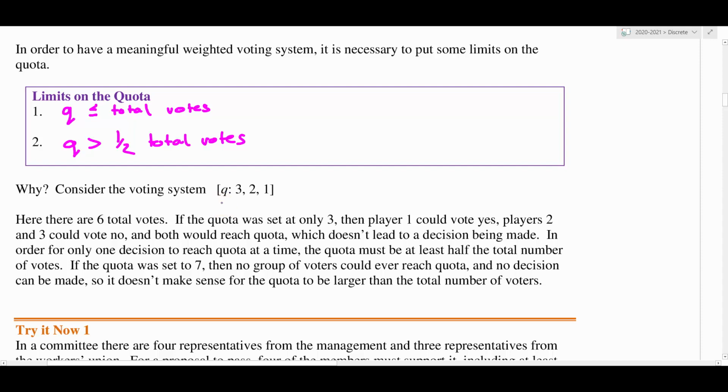Now let's say we made the quota too big. Let's say we made the quota 7. If I made the quota 7, everyone could vote yes, and you still wouldn't be able to make a decision. So those are your upper and lower ends, and it actually works out for every voting system. You just look at your total number of votes. The biggest that you can make the quota would be less than or equal to the total number of votes. So it works out for every single system out there.